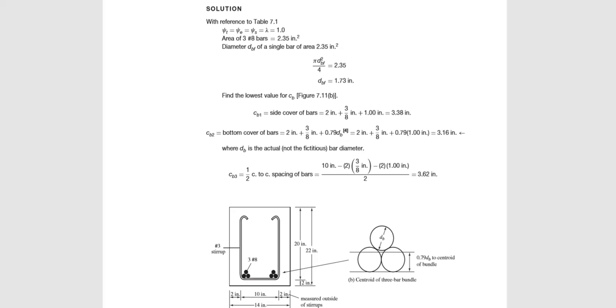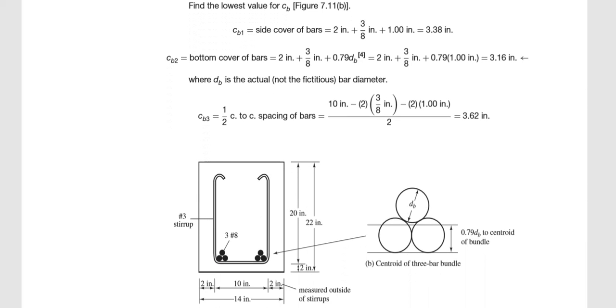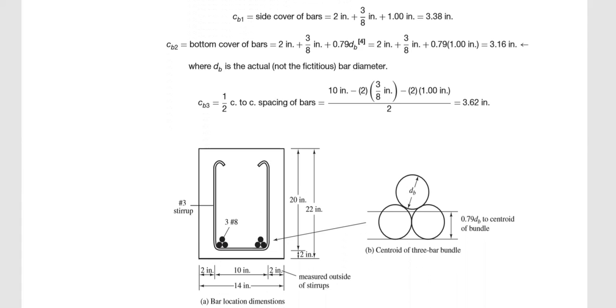Okay, now they are calculating the distances. First is the side cover. Side cover means here they are doing this horizontally. So if I make it bigger, what is the horizontal distance? You can see this 2 inch is out of the tie. So this 2 inch plus this number 3 bar plus half of this, the center of this. If I zoom in, it is here. So in the x-axis, the centroid is at the middle. That is clear. In the y-axis, it is 0.79 db.